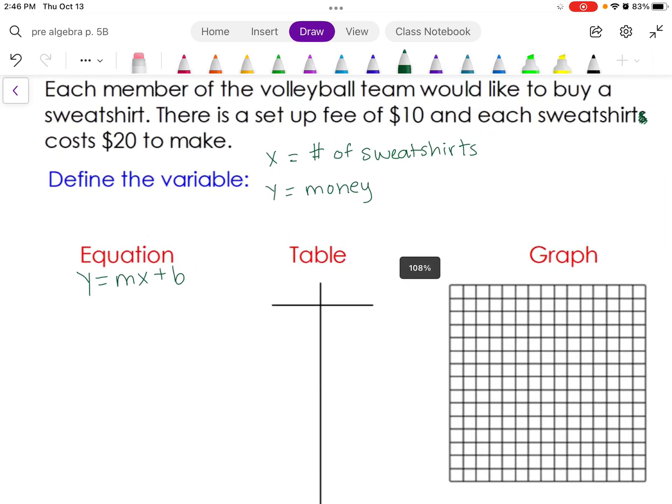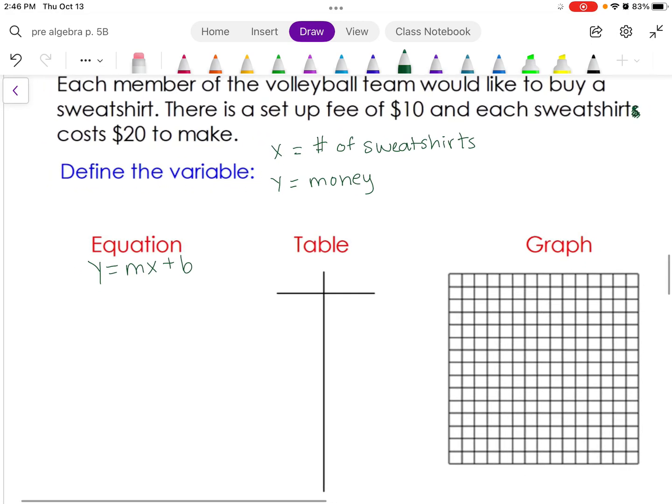So now we can go to our equation. Well, what are the values or the numbers that they gave us? They said we have a setup fee of $10 and for each sweatshirt we're paying $20. Okay, well, how many times do we have to pay the setup fee? We just have to pay that once. That's where we start. We go to the company, we say, hey, can you make us some sweatshirts? And they say, sure, give us $10. So our $10 would be our starting value or our b.